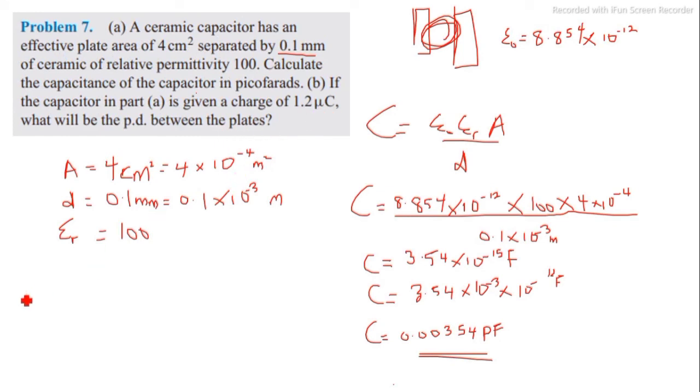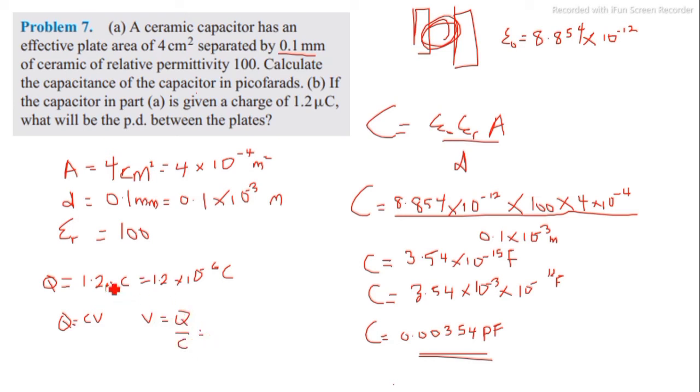microcoulomb. So that means the charge of the capacitor is 1.2 microcoulombs, and that's equal to 1.2 times 10 to the power minus 6 coulombs. You have to calculate the voltage, the PD between the plates. So from your formula, Q is equal to CV. Make V the subject of the formula, so V is equal to Q over C.